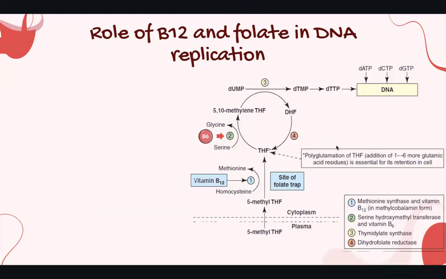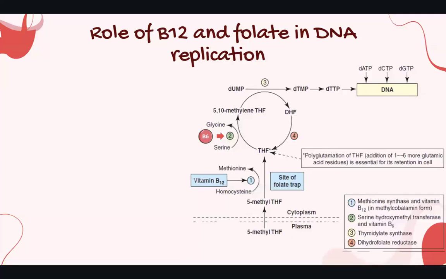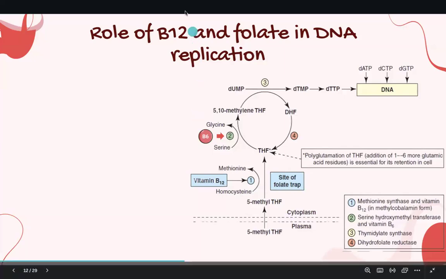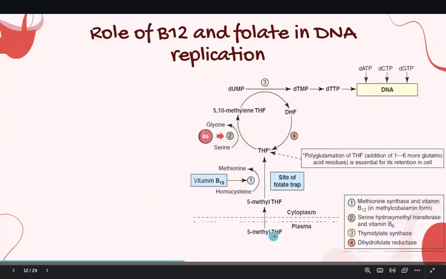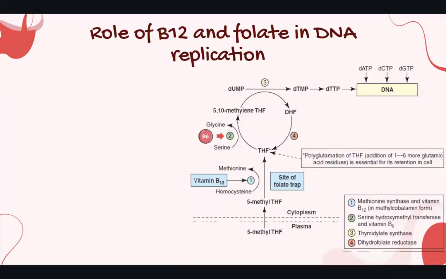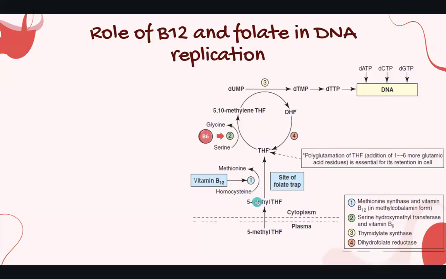Okay, I'll repeat that again. So you have folate, and this folate is circulating around your body in the form of 5-methyl tetrahydrofolate. 5-methyl tetrahydrofolate is the inactive form. You cannot use it as an active form if it's 5-methyl tetrahydrofolate. Whenever you need it, it will move into the cytoplasm, and this is where it will get converted to tetrahydrofolate, which is its active form.